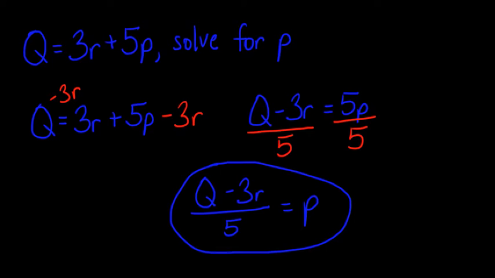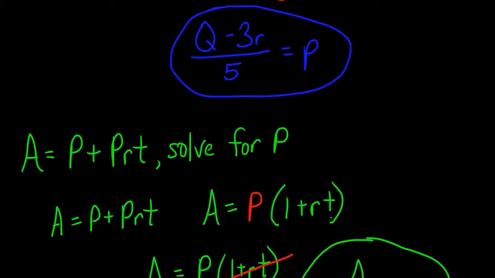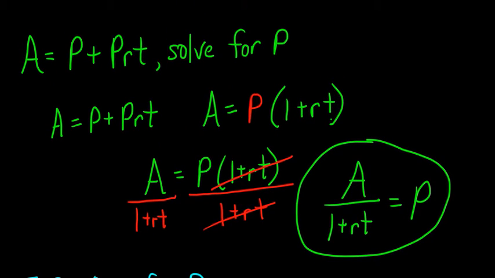And I lied to you earlier. There are some numbers in here. A few numbers. Oh, this one doesn't have any numbers. So yeah, here we go. A equals P plus PRT. And you're asked to solve for P.